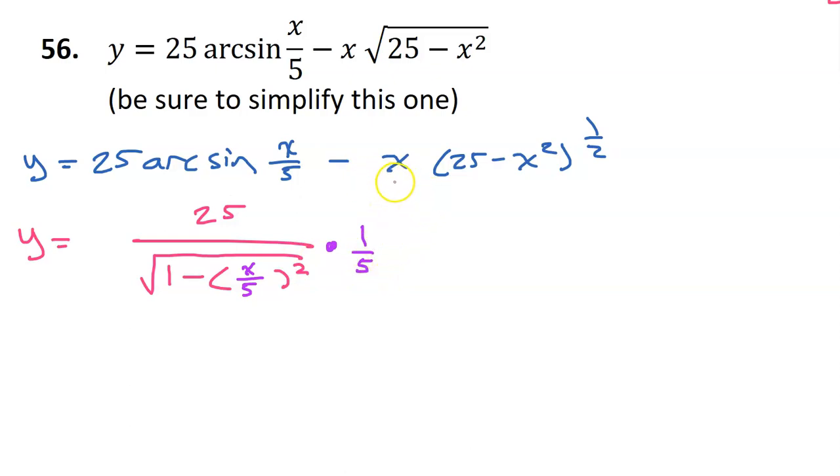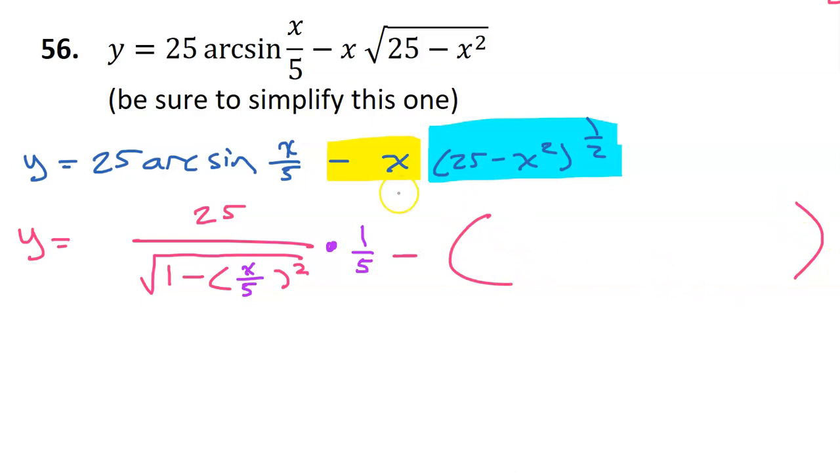Now I'm going to move on to the second term. The second term is a product, so I'm going to use the product rule. Notice how I'm including the negative sign in the first factor. You don't have to do it that way. You could put a negative sign and then use a big parentheses and do the product rule without the negative sign, but then you have to take the extra step of distributing the negative sign later. So I prefer to do it this way.